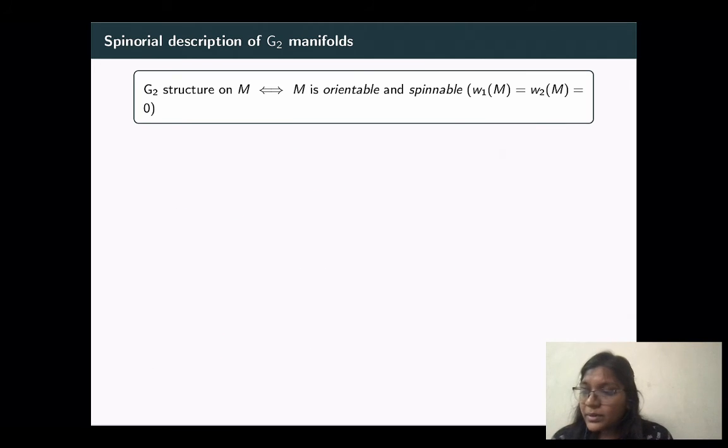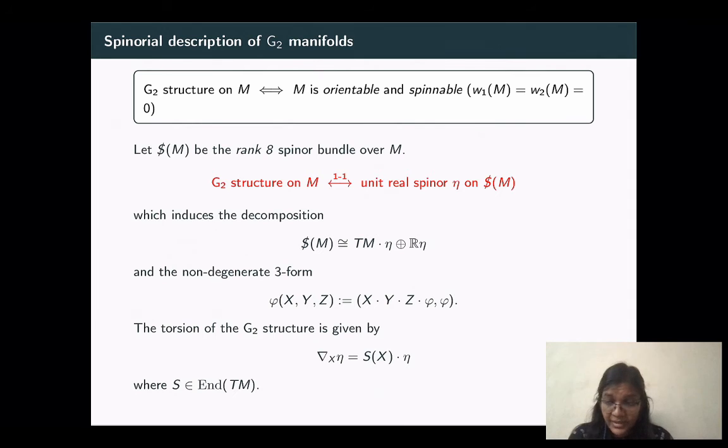Okay, so let's move on. We have seen that if we have a G2 structure on M, then so far we just said that it's defined using a 3-form phi. But if we have a G2 structure on M, then it is orientable, that we have seen, but it's also spinnable. The condition for existence of a G2 structure is that the first and second Stiefel-Whitney classes must vanish, and since this is the case, we can talk about the spinor bundle on our manifold M.